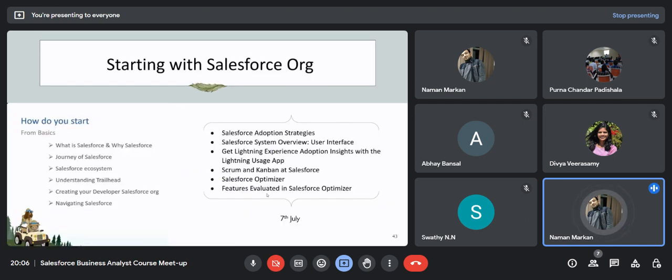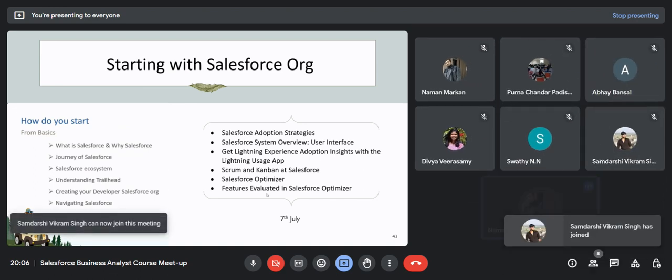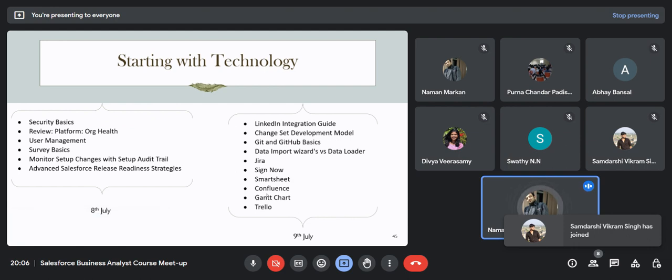Then in our Salesforce journey, as I told you, we covered what exactly Salesforce is, what the ecosystem is, how we can move ahead with Salesforce, how we can navigate Salesforce, what the features are, what the related Scrum and Kanban views are, and how Salesforce would look. Then we talked about some tools related to the business analyst: Jira, Smartsheet, Confluence, Gantt chart, and Trello.